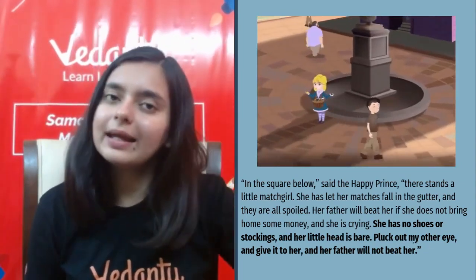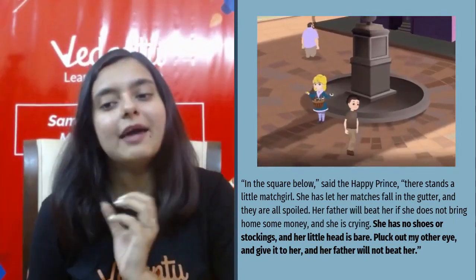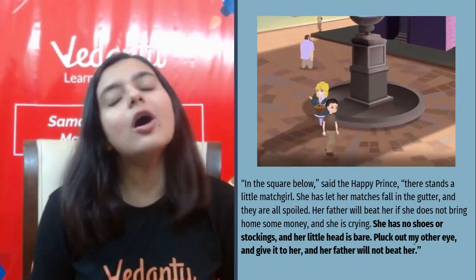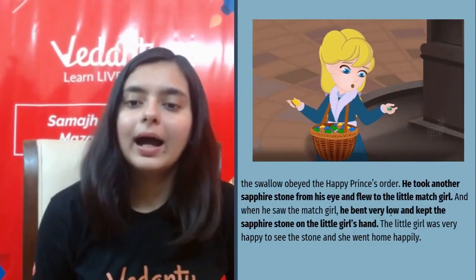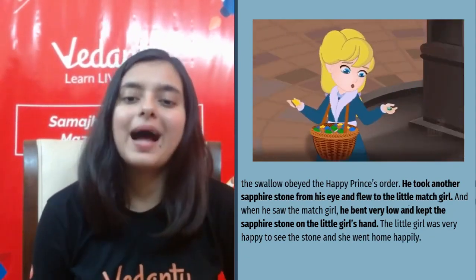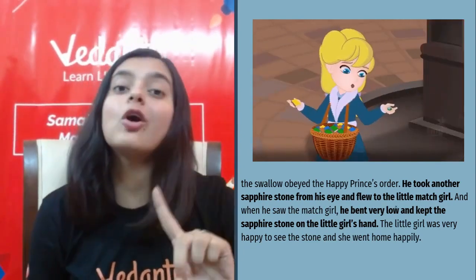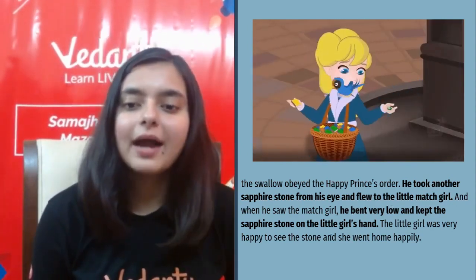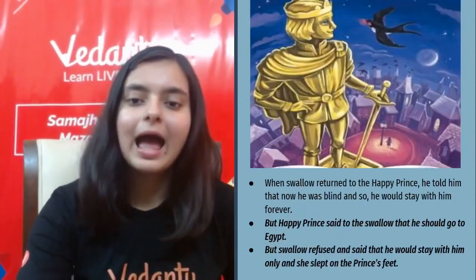Okay, so he had already given one sapphire from his eyes to that young writer. So another eye was left. He said, pluck out my eye and give it to her so that she does not get beatings from her father. Now the swallow again took another sapphire stone from his eyes and flew to the match girl. But you can understand that now the prince could not see anymore. Right? So he bent very low and kept the sapphire on the little girl's hand. The little girl was very happy, and she went home happily.